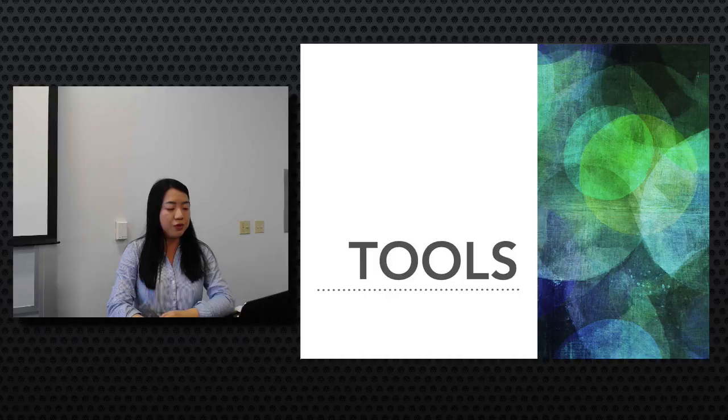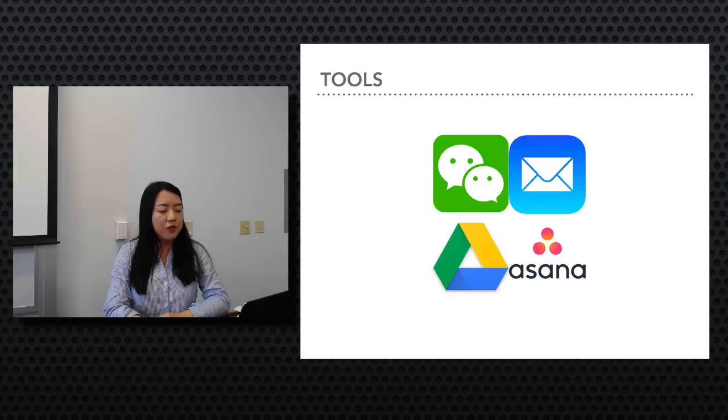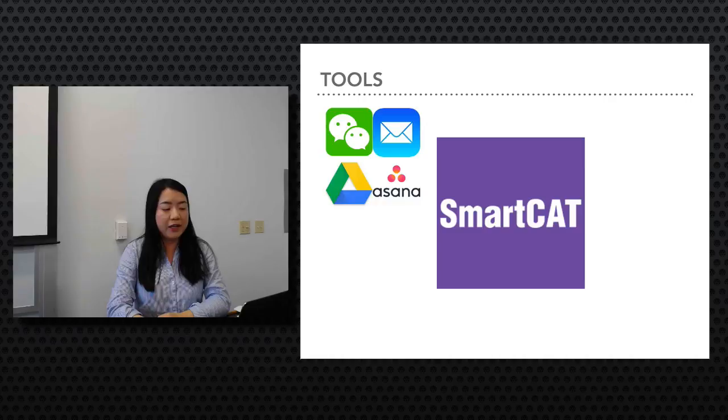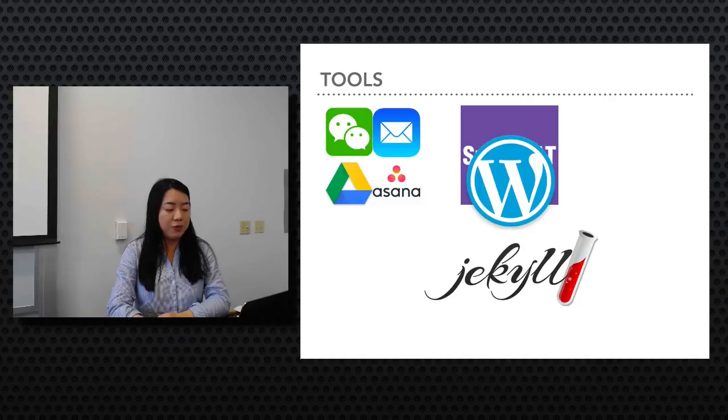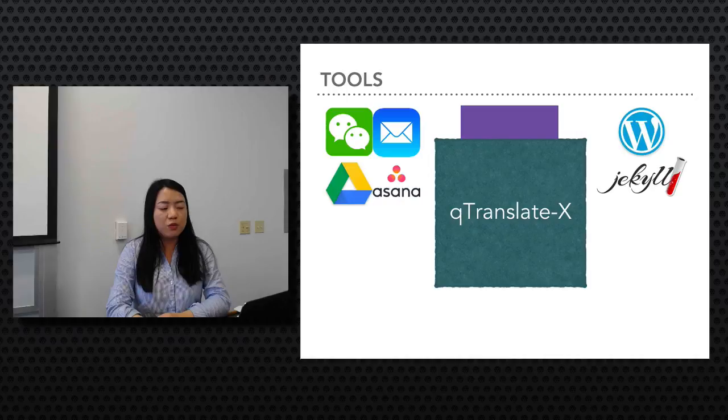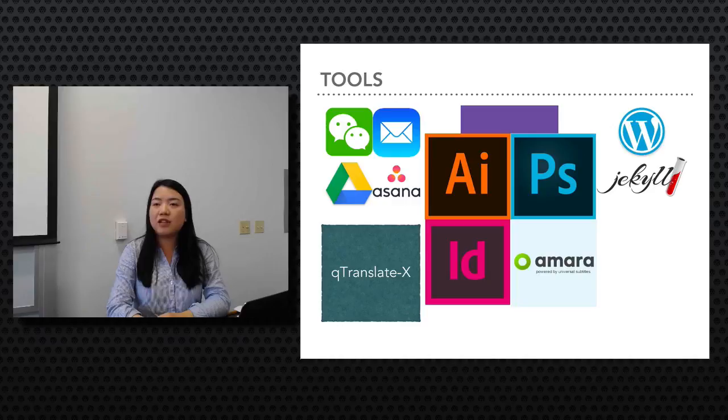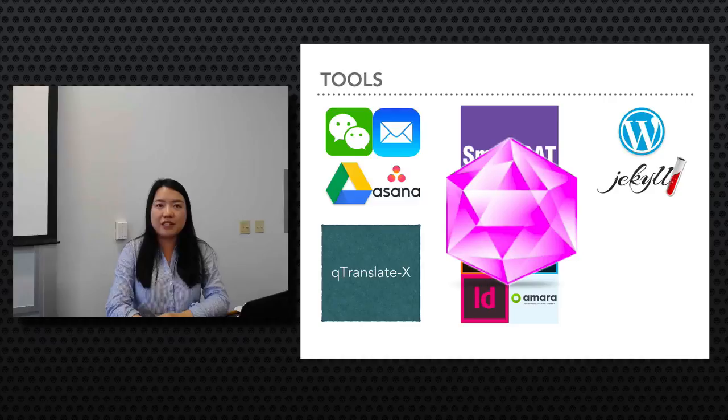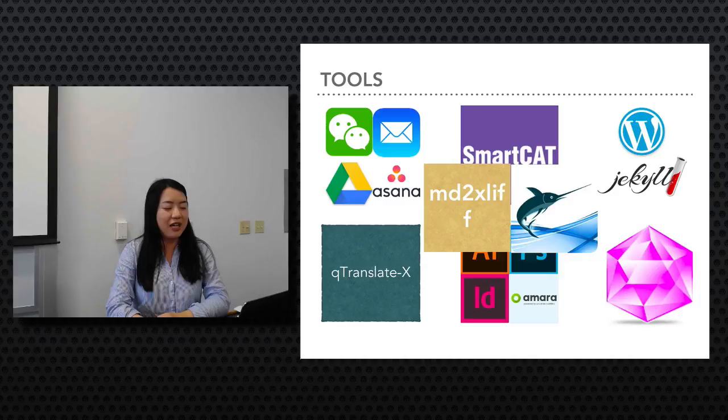For the tools we used, we use WeChat, email, Google Drive, and Asana for communication, documentation, and task assignment. SmartCat is our main CAT tool. WordPress and Jekyll are our web tools. We use qTranslate-X for the website localization for Vaya Programs, Adobe Suite and Amara for DTP, Xbench for QA, and last but not least, Markdown to XLIFF and Swordfish for file engineering.